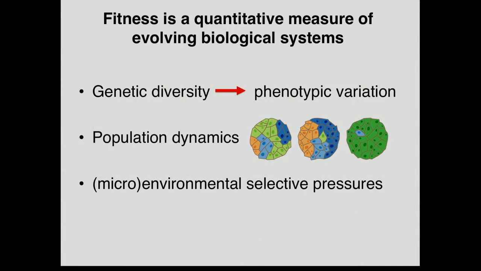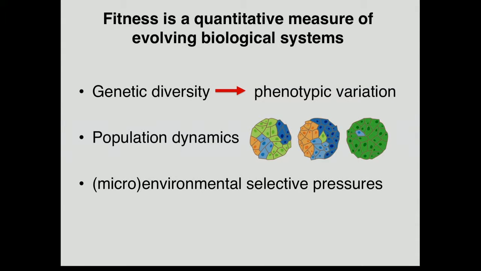Fitness can be measured, and it has several different properties. I've listed three of them here. One is that genetic diversity is a complex quantity that only partially explains phenotypic variation. If we can elucidate what components of genetic diversity actually lead to phenotypic variation, which is what selection actually acts on, then we might get closer to being able to quantify fitness in cancer clones.